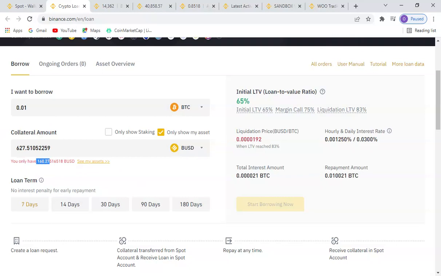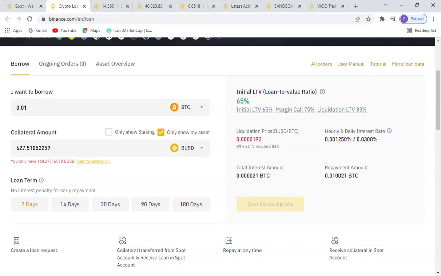We only have 160 BUSD in our assets, so we need to borrow another asset. Or if you have some amount of crypto, you can also convert it to BUSD to use in getting your crypto loan successfully. In this tutorial, we're going to use another asset.